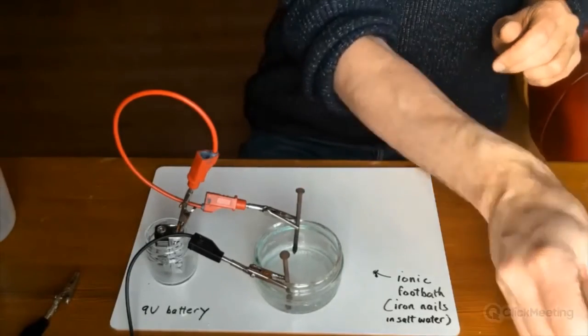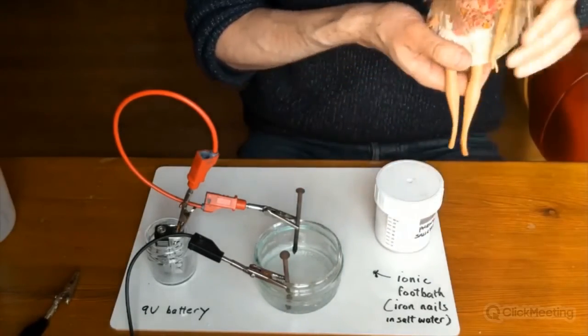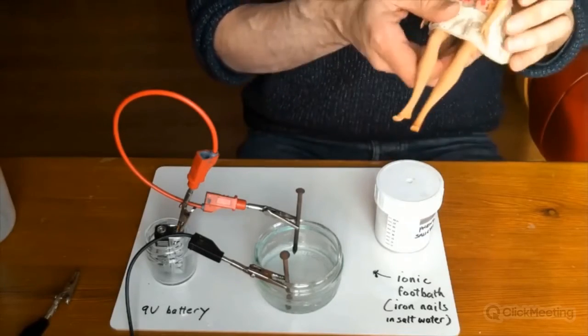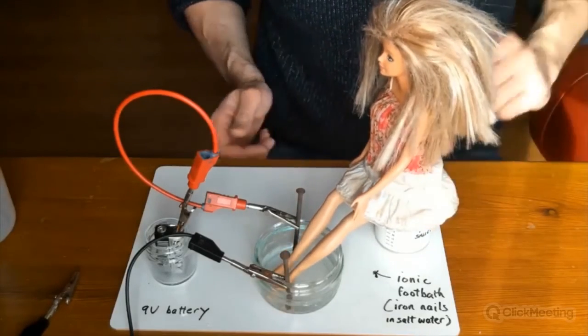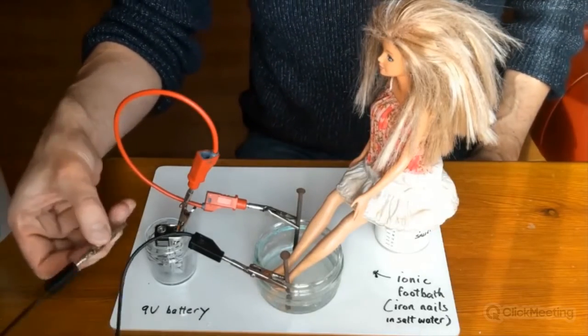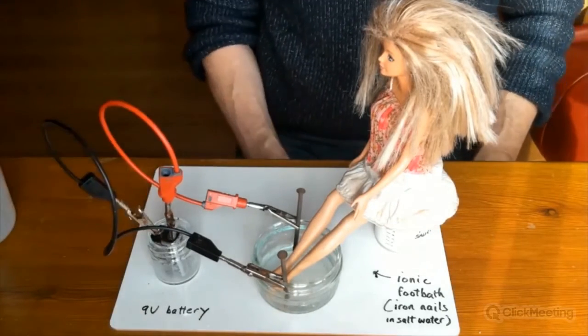So my unwilling volunteer for this is somebody who's found lockdown a bit tricky just now, which is Barbie. So Barbie's kind of, I think, been a little bit bored and maybe not been looking after herself too much. So her feet are in the foot bath, and then we're going to complete the circuit using this 9-volt battery.